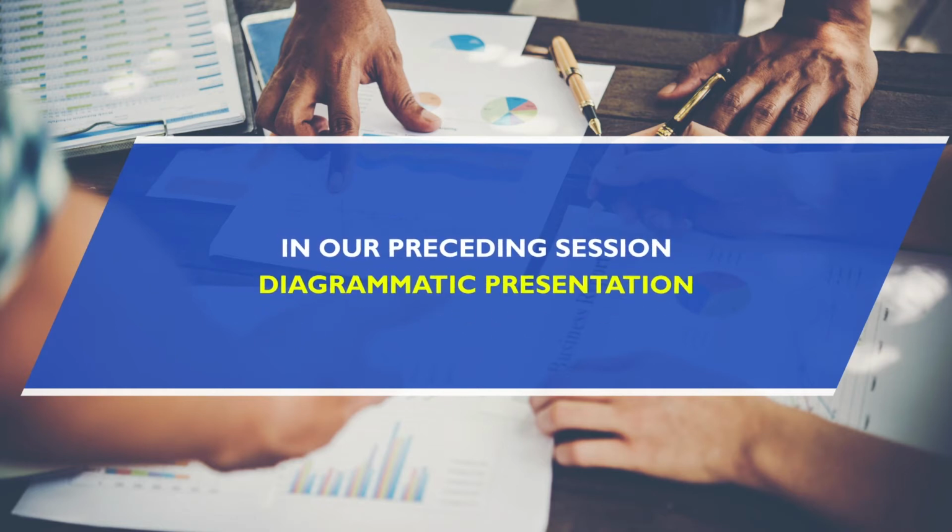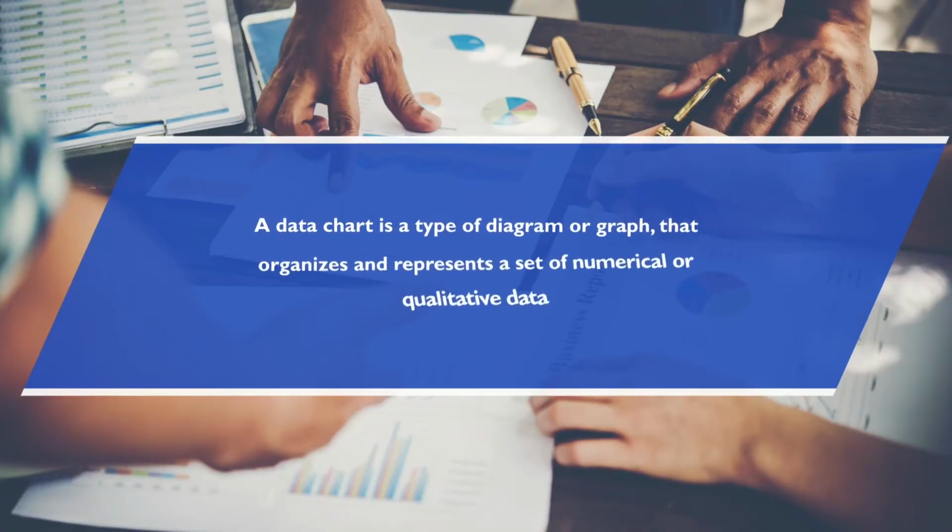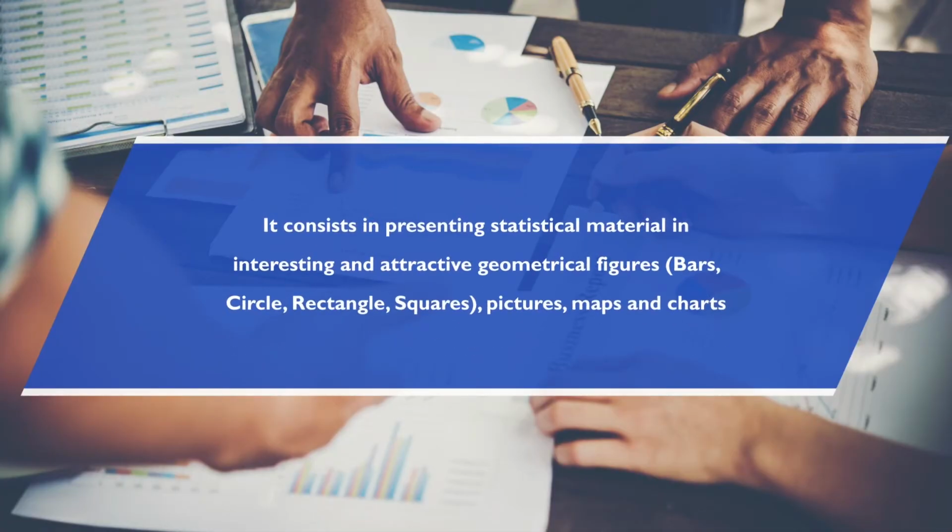In our preceding session, we saw how diagrammatic presentation is governed, and how these are converted into one dimensional, two dimensional, or three dimensional forms. A data chart is a type of diagram or graph that organizes and represents a set of numerical or qualitative data. We have already talked about quantitative and qualitative data. In the preceding session we talked about bars, circles, rectangles, squares, and certain maps like flow charts and others.